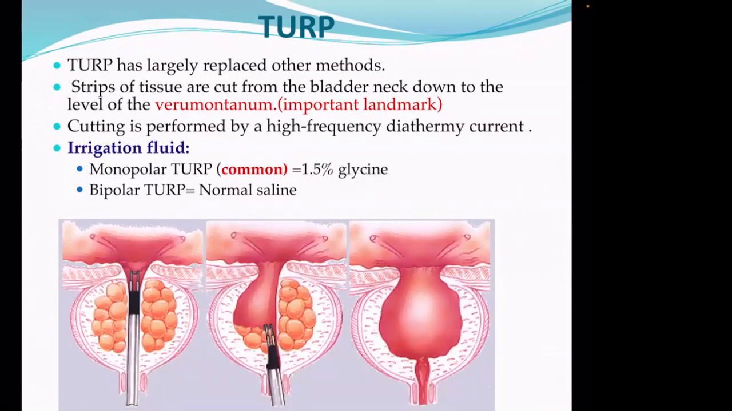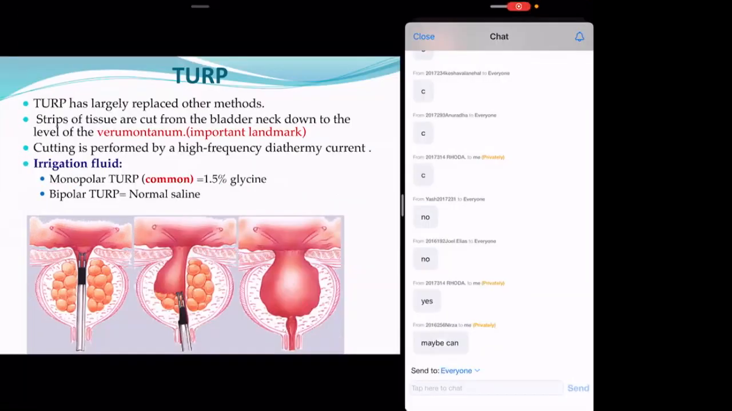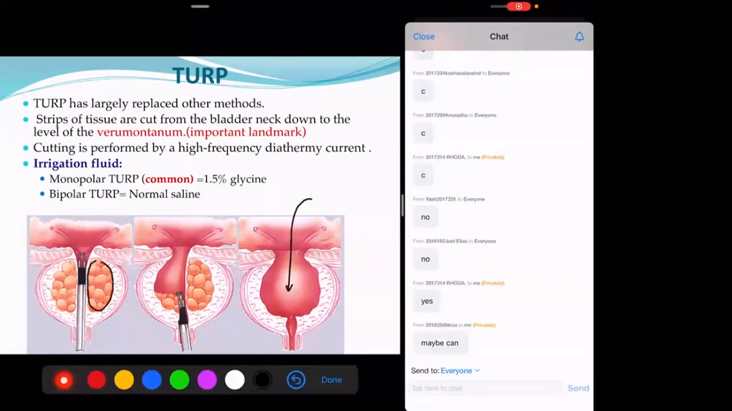Let me ask you one question. After TURP, can any patient develop cancer prostate in future? Okay, answer is yes, he can. See, the picture is explaining that in TURP we just remove the transitional zone, the enlarged glands. Still, the peripheral zone is intact. Cancer prostate arises from the peripheral zone.